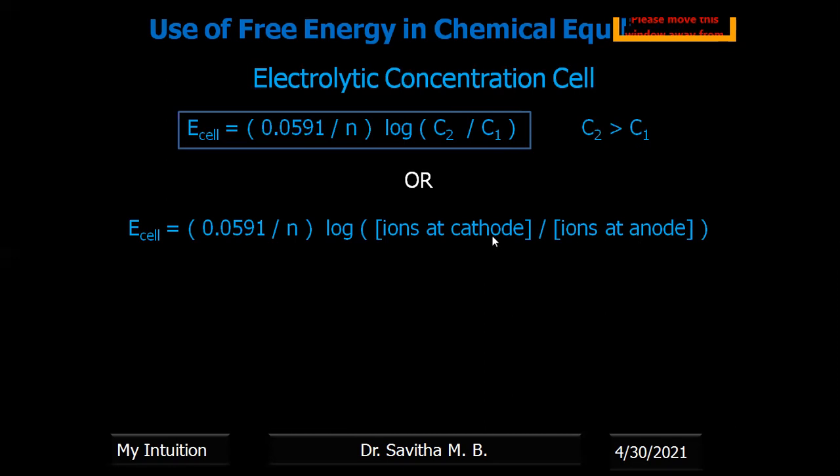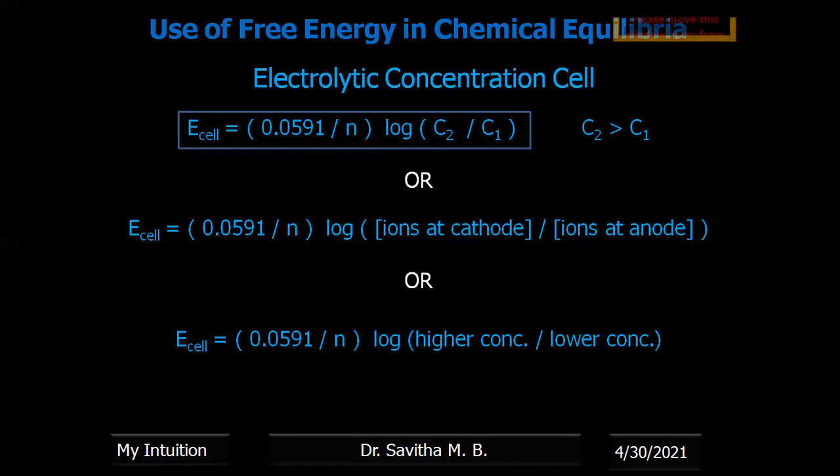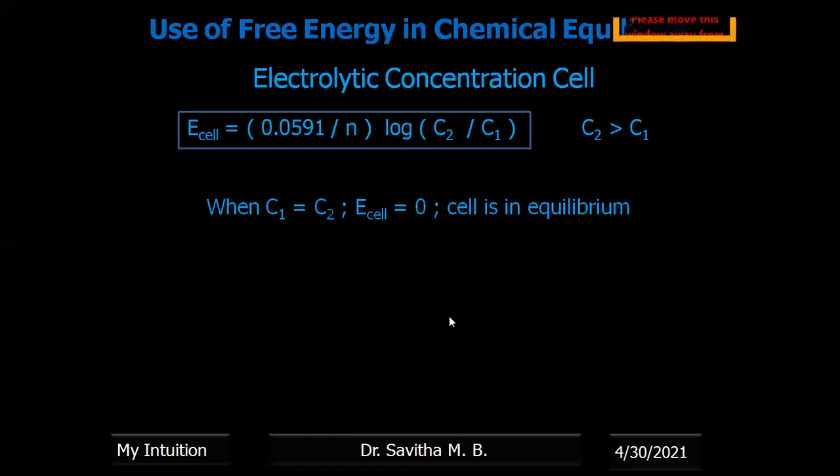The concentration of the ions at the cathode is divided by the concentration of the ions at the anode. Whatever is the higher concentration, that is the cathode. The cell by default rearranges itself such that the higher concentration compartment will be the cathode compartment, so it is higher concentration by lower concentration. The cell will function until C2 becomes equal to C1. Once they are equal, it will get cancelled. Log of 1 will be 0, E cell will be 0, and that means the cell is in equilibrium.